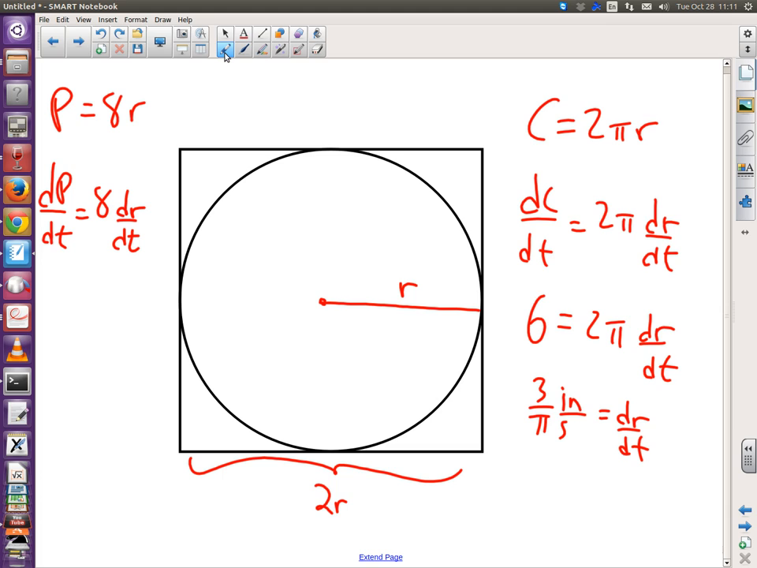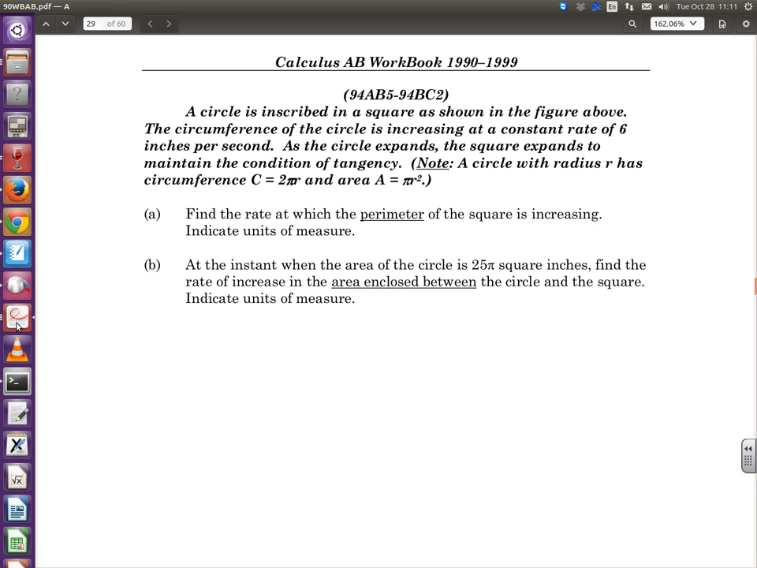So plug that in over here, and you get 8 times that, and you get 24 over pi inches per second. If this is non-calculator section, leave it like that. You want to get a decimal equivalent on a calculator section, be my guest. Okay? And one last question.